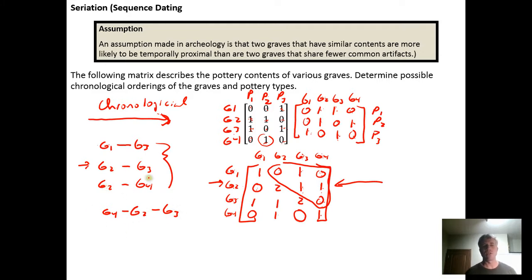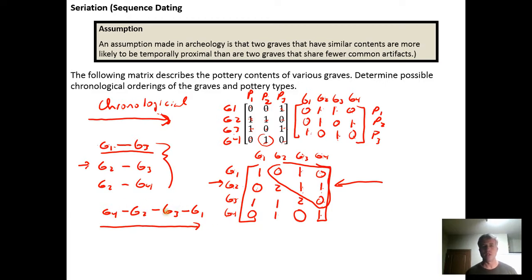And then grave 2, so is that all the information we have? Grave 1, 2, 3, 4. Grave 1 is related to grave 3. Right here, grave 1 is related to grave 3, but we see grave 1 isn't related to grave 2 or 4. So grave 1 is going to attach to grave 3. So here's one possible chronological ordering.